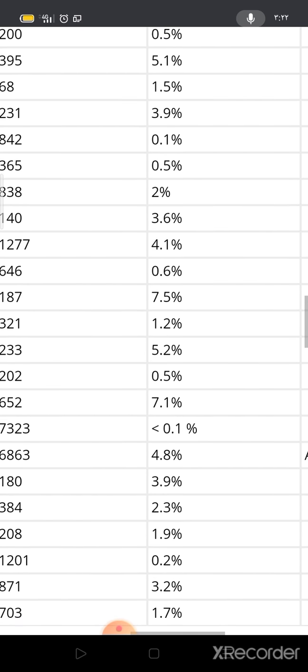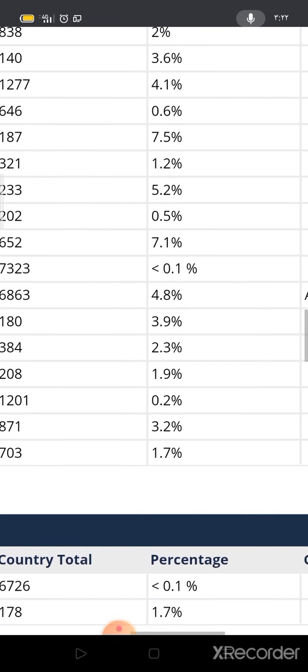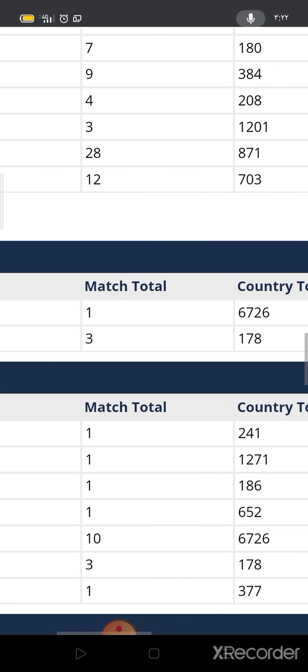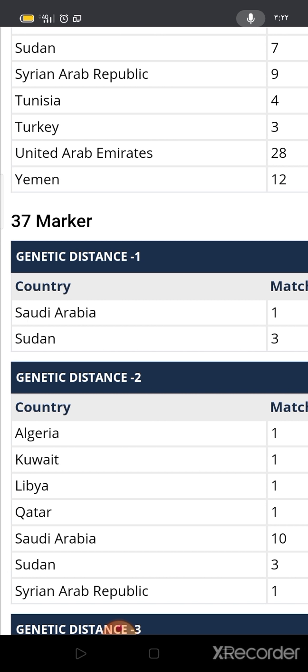Okay. These are rich countries. They do the test. A lot of them are doing the test, 37 markers. United States 1. They have 3 from Sudan.